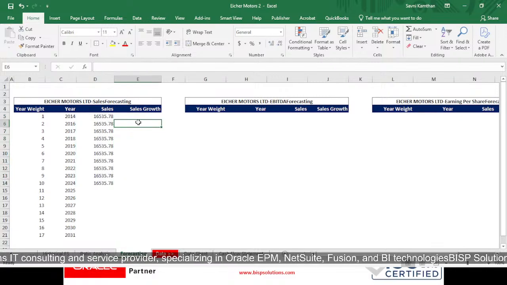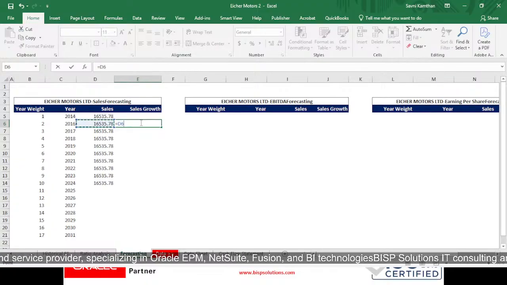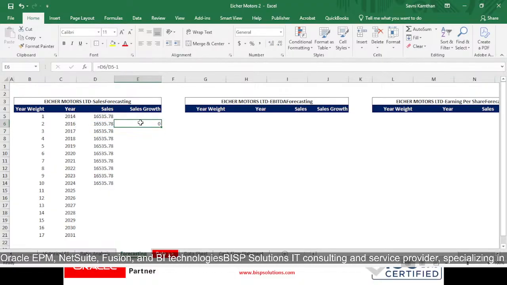Then if we want to calculate our sales growth over here, we will be dividing our 2016 data by our 2014 data minus 1, and percentage. So it is showing us errors over here.